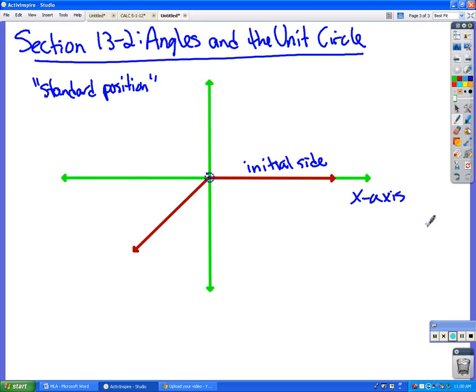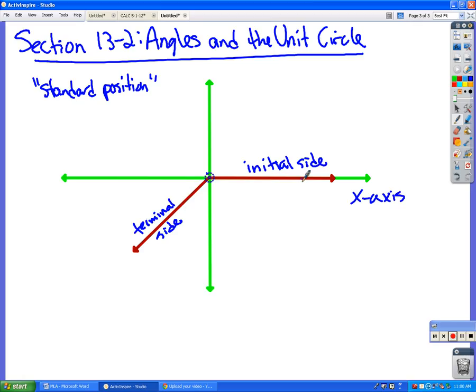Not the negative? Not the negative. So if you have the initial side of the angle set up with the positive x-axis, then you are in standard position. This part over here is called the terminal side. And the reason that those are named that way is because this is where the angle starts, and this is where the angle ends. Okay?